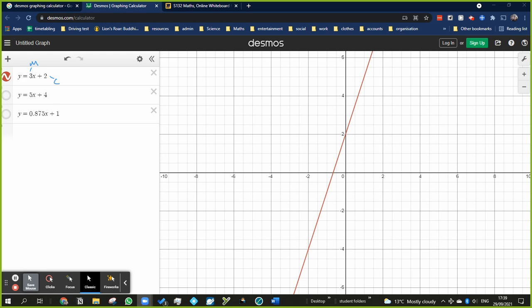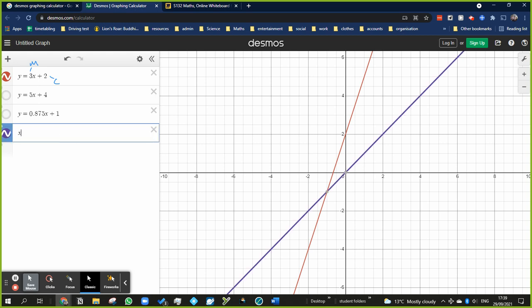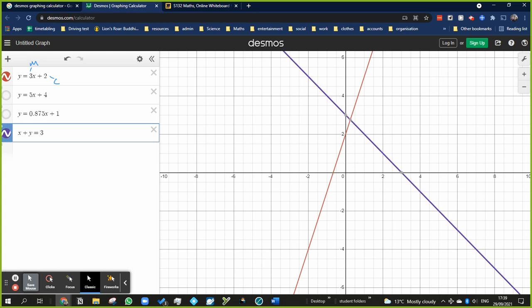But what I want to do now is talk about how to plot. What about if the equations are written a bit differently? Instead of having them written y is equal to something times x plus something, what about if I had something like x plus y is equal to 3? Well, it still produces a straight line graph. So how would I know where it's going to be?